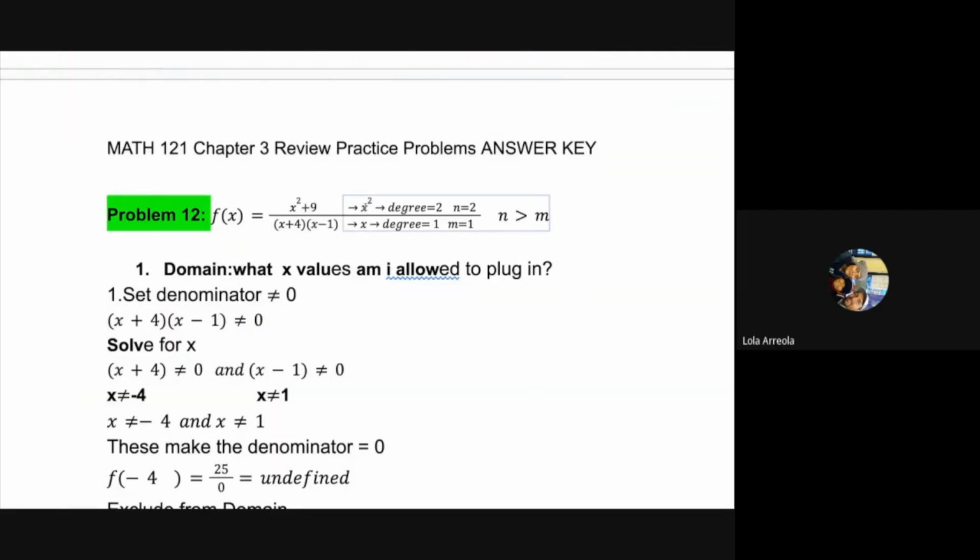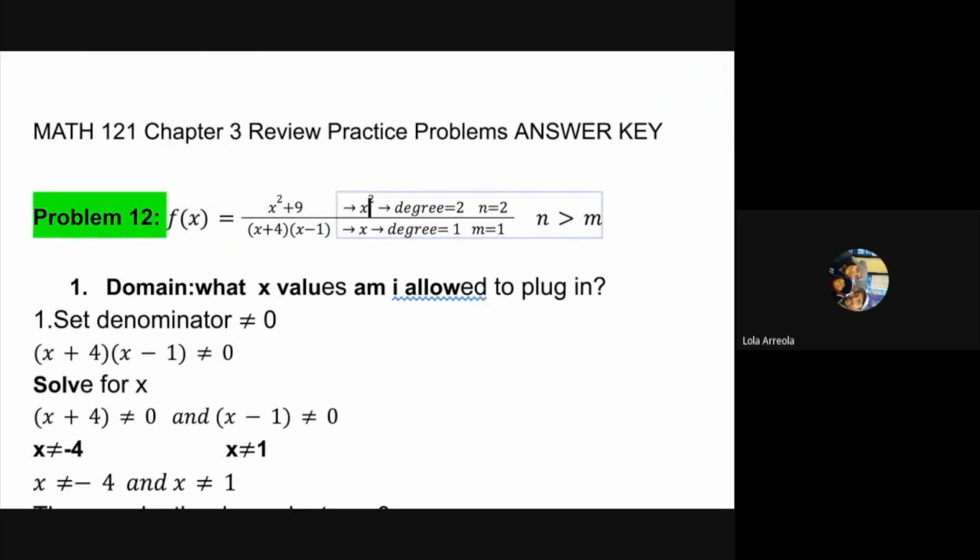What is the degree of our numerator? Before we do that, what is the leading term? So between x squared and 9, what is the term with the highest exponent? X squared. So the degree of the numerator is 2, so n is equal to 2. Now, I have to think about the denominator a little bit. It's already in factored form, so it's kind of hard to tell what the degree of the denominator is.